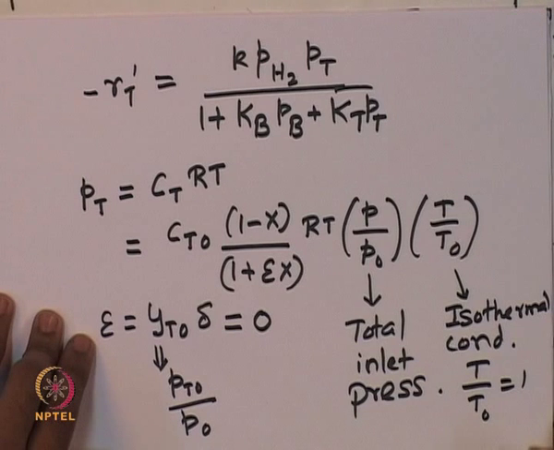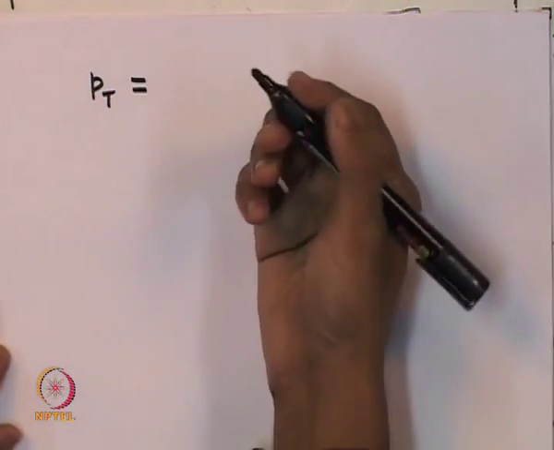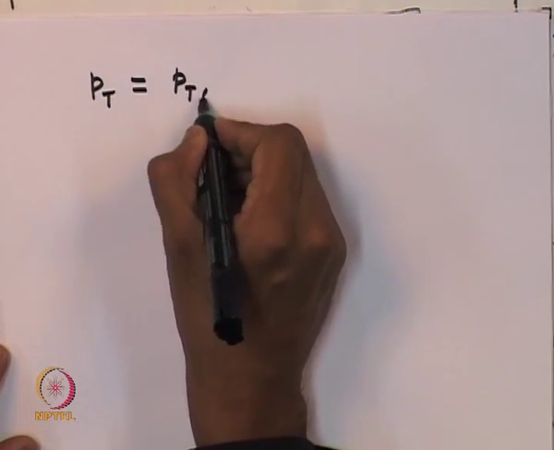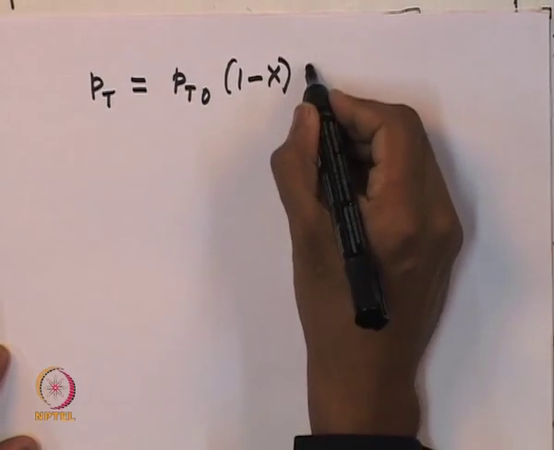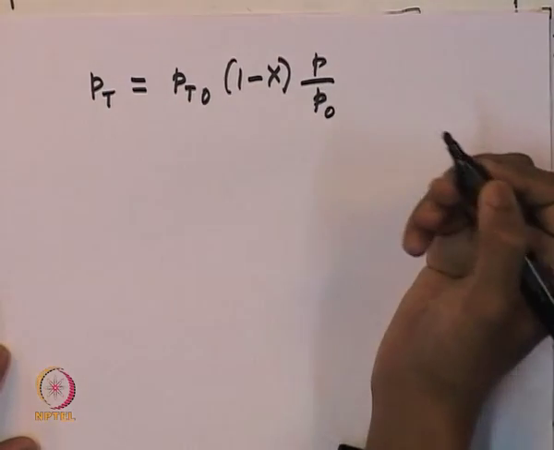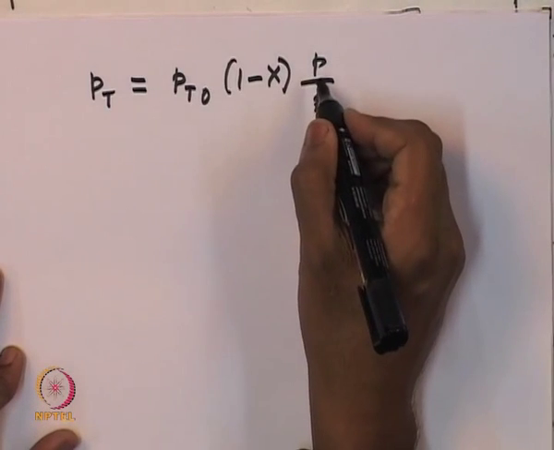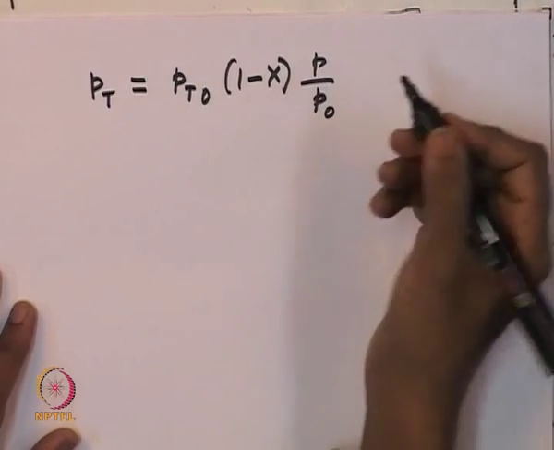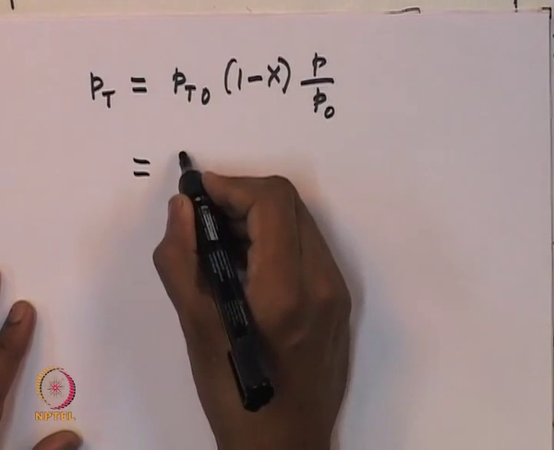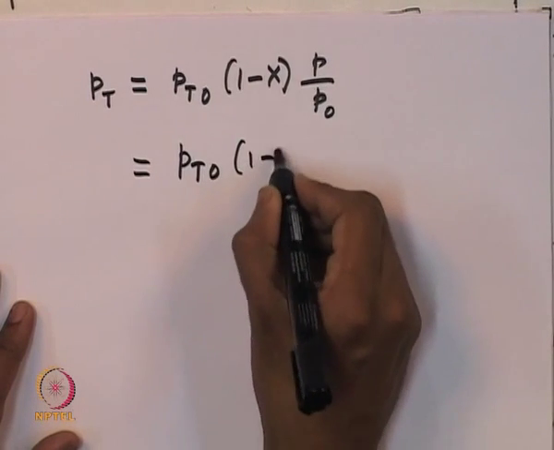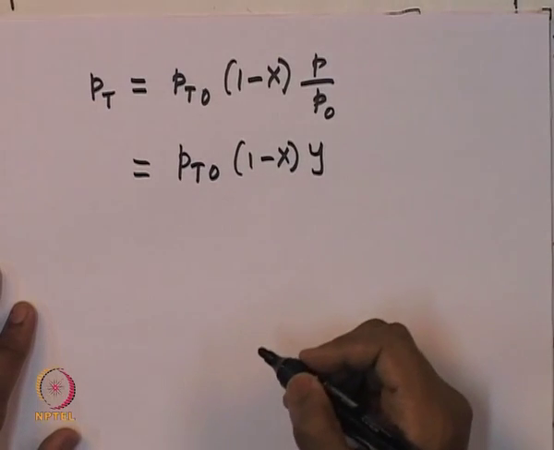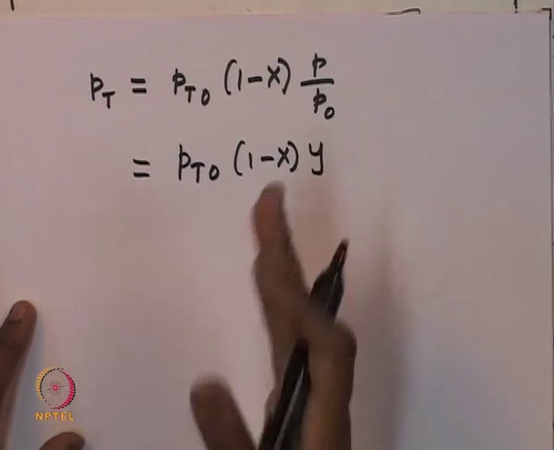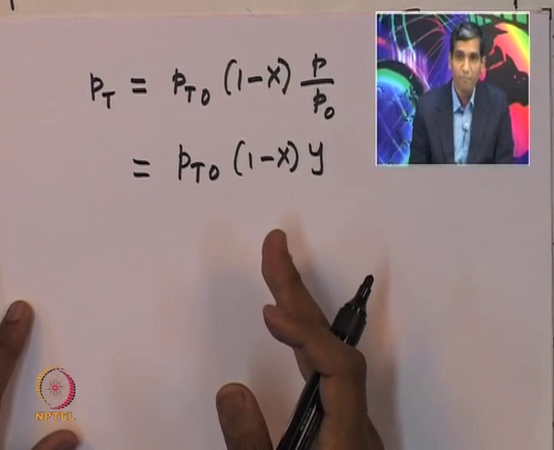Okay. So, using these assumptions, we can now express the partial pressure of toluene in terms of the conversion as P_T0 multiplied by (1 minus X) into P by P_0. Now, P is essentially the pressure at that particular location. If I call that ratio y, then you can write this as P_T0 into (1 minus X) into y, which is the ratio of the pressure at that location divided by the total inlet pressure.